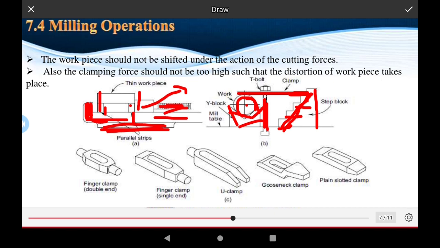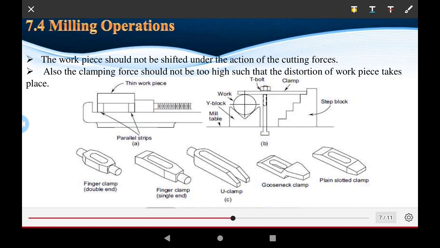The T bolt is also used to support the workpiece with the help of the clamp. This is the T bolt, and this is the top corner of the T size. The V is also used for clamping and for supporting the workpiece.